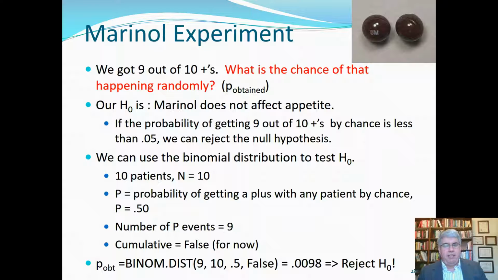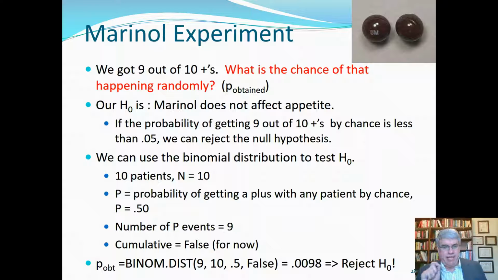Our null hypothesis is that Marinol does not affect appetite. And so if the probability of getting 9 out of 10 pluses by chance is less than 0.05, we can reject the null hypothesis and conclude that our main hypothesis is true. Now, to calculate this probability, we're going to use the binomial distribution to test the null hypothesis.